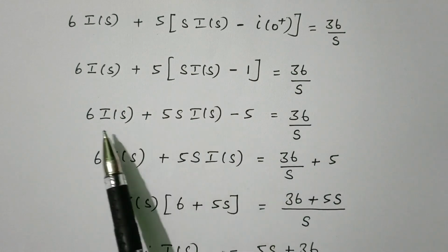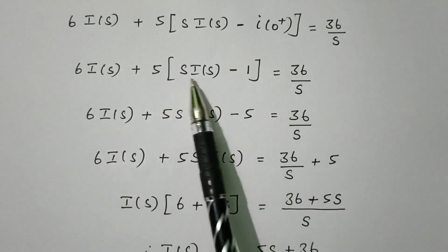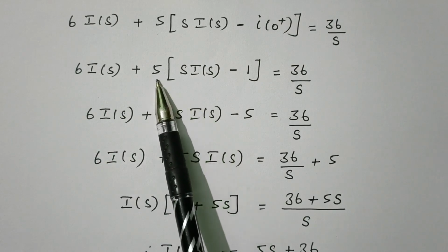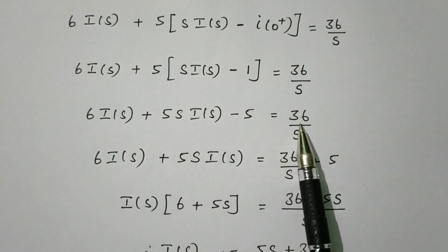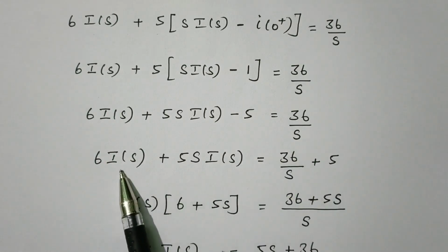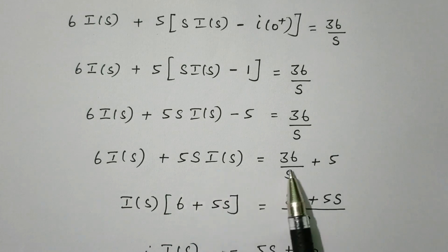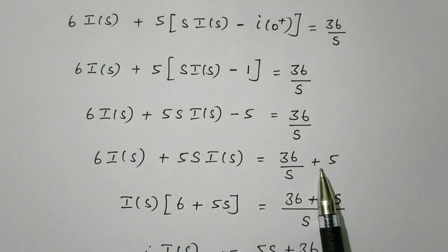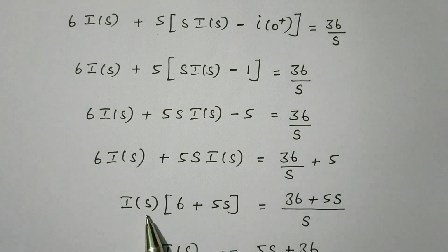So we multiply inside: 6 I of s plus 5 into s I of s minus 1 into 5, minus 5, equals 36 divided by s. I will bring this 5 to the other side. So 6 I of s plus 5s I of s equals 36 divided by s plus 5. I will take I of s common, so it becomes 6 plus 5s. Here we will take s as the LCM: 36 plus 5s, divided by s.